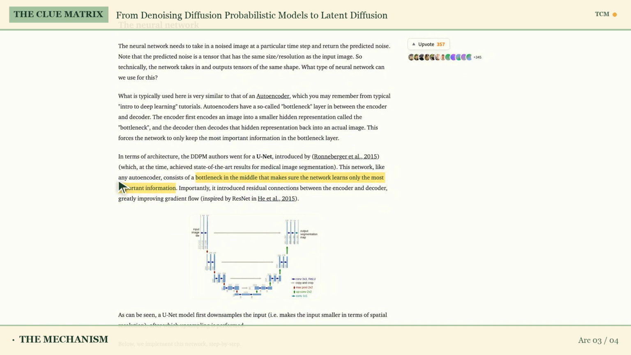Exactly. The UNet has a bottleneck in the middle that makes sure the network learns only the most important information. This helps it capture features at different resolutions, crucial for understanding both fine details and overall image structure. And those residual connections between the encoder and decoder are key. They allow information from earlier layers to directly reach later layers. So it's not just about compressing and decompressing, but retaining detail through those shortcuts, ensuring gradients flow well during training.